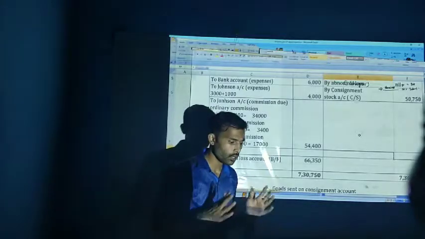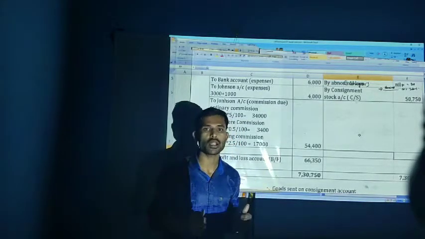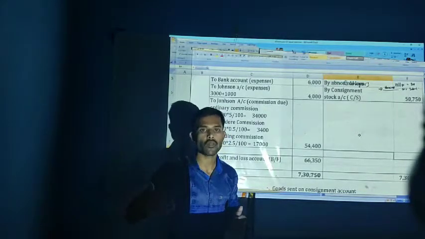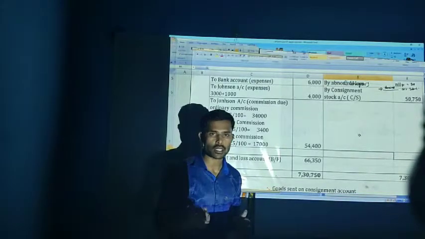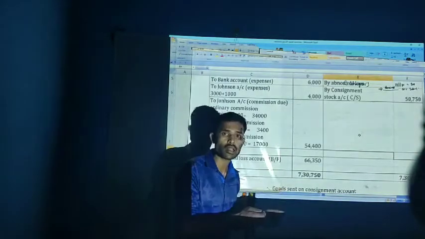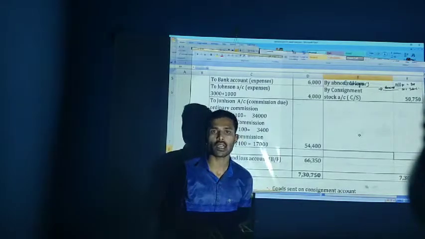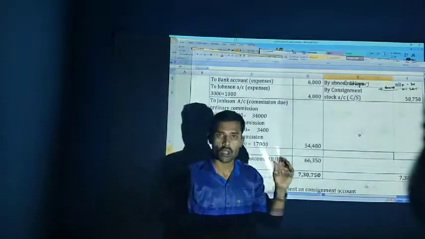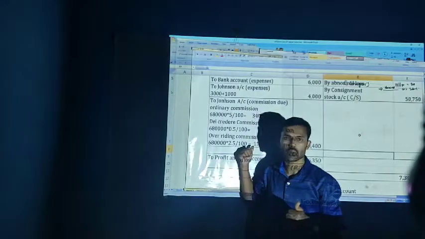This is how the preparation of the ledger accounts in the books of the consignor is done. Very interesting. And again, as it goes on, the problems will be a little more difficult and adjustments are also more. Please try to understand, and go back and see all the theory that I have explained, and again all the calculations: commission, calculation of abnormal loss and valuation of closing stock. Then you will be able to understand these classes very easily.